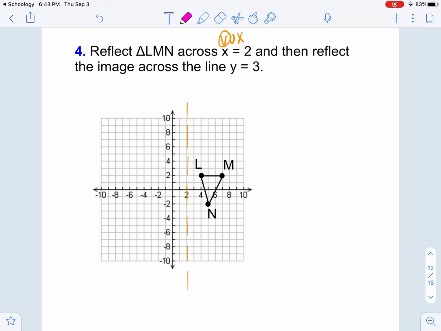All right, N is 3 to the right, so I'm going to go 3 to the left. That's N prime. L is 2 to the right, so I'm going to go 2 to the left. That's L prime. And M is 1, 2, 3, 4, 5 to the right, so I'm going to go 1, 2, 3, 4, 5 to the left. That's M prime.